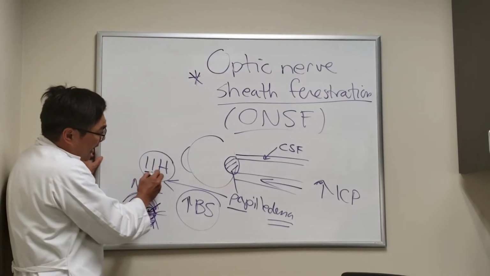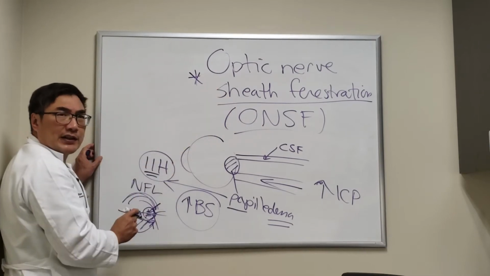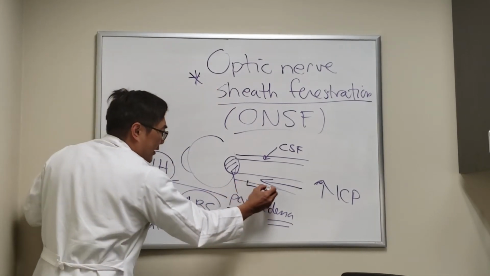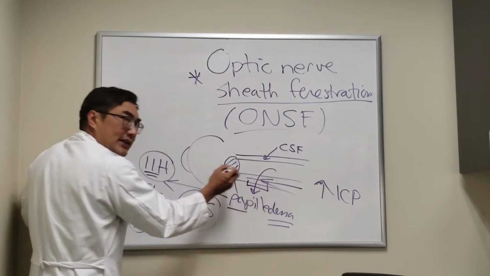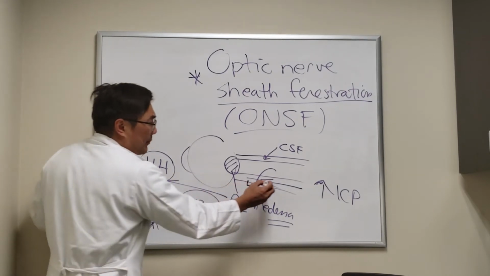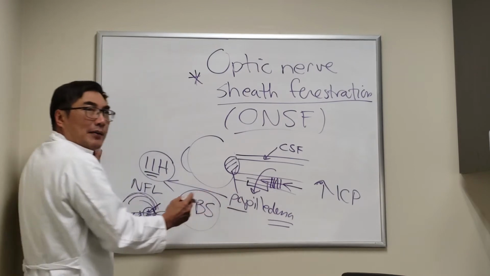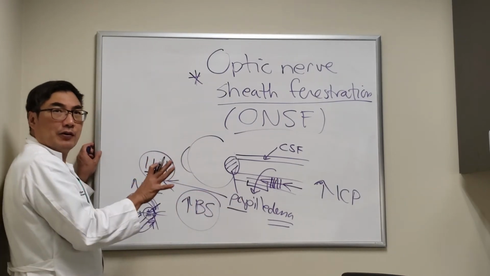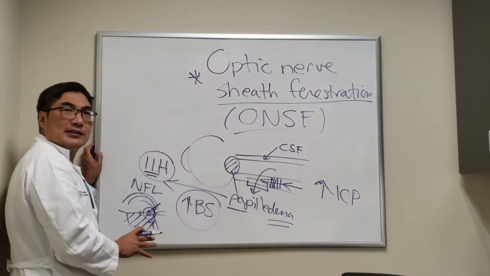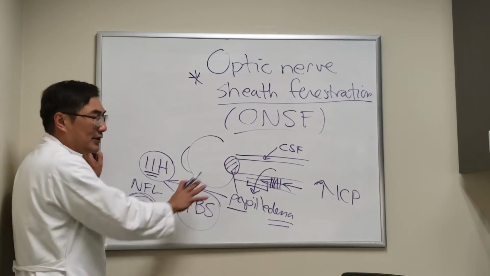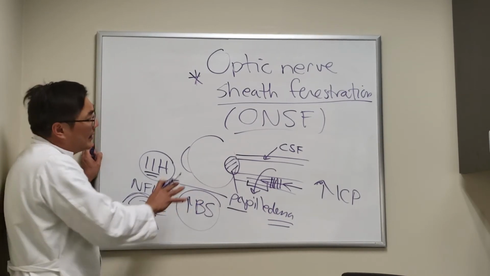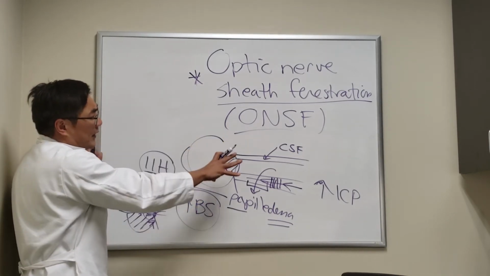So in IIH, we might consider a sheath fenestration to cut a window in the sheath and let the fluid out. Now, some people believe that it's actually causing a scar here that's causing a dam phenomenon to prevent the fluid from coming forward. It's not clear which mechanism is at play in sheath fenestration. It probably doesn't matter clinically. So when would we consider doing a sheath fenestration?